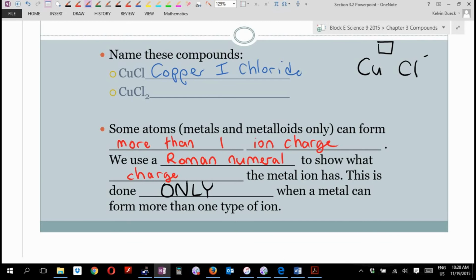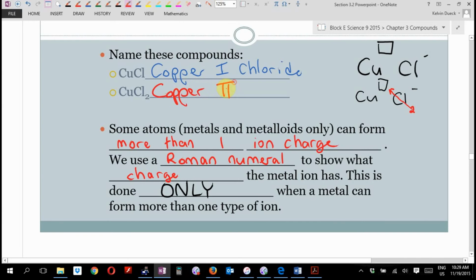Compare that with this next one. So I know chlorine is minus. What charge is copper there? Well, chlorine ended up with a 2. So what must have been the charge on this copper ion? This is going to be copper 2 chloride.